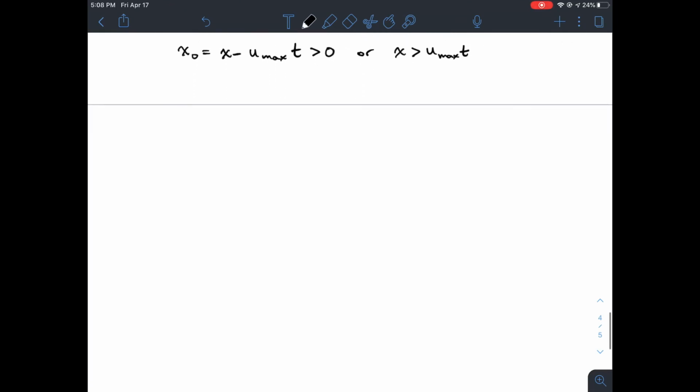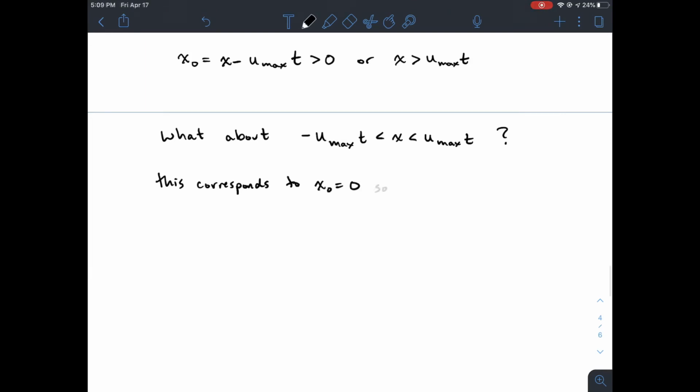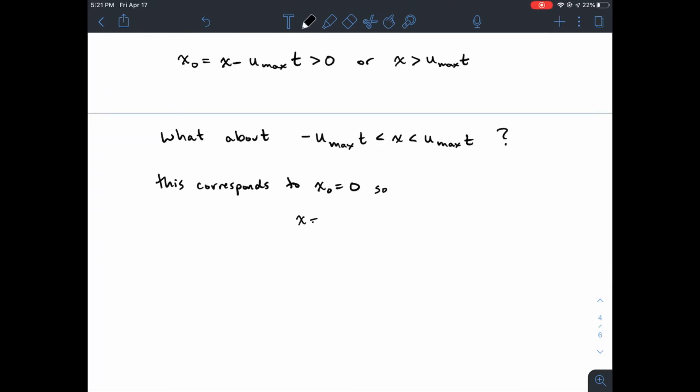So kind of similar to what we had in the previous example, we now have a region, in this case between minus u max t and plus u max t, where we have to figure out what the information is, like what's going on in that middle part. And so what is really going on, we can solve for it the same way we had solved for it before, okay? So that's going to correspond to that x naught equals 0, right?